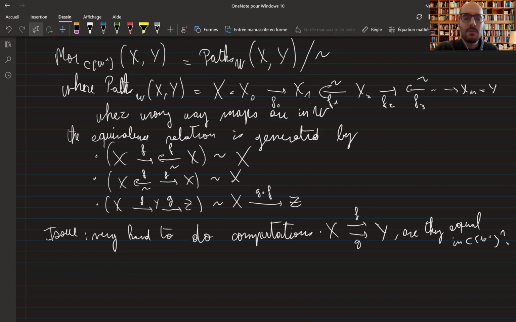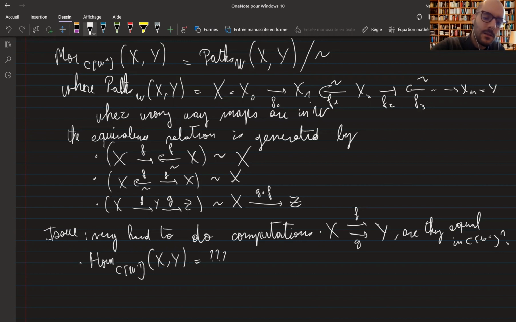I give you, let's say, a presentation of a group, and I ask you, are two words equal? It's not an easy question. In fact, it's a very difficult one. And related, it's another way of stating the same issue: how do you actually compute this morphism set?